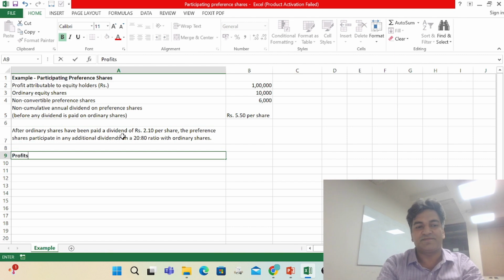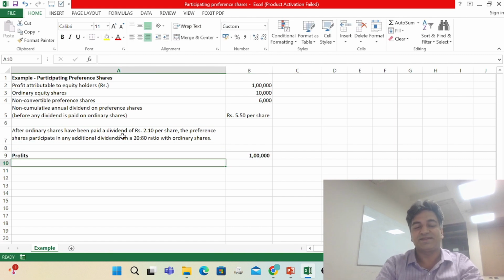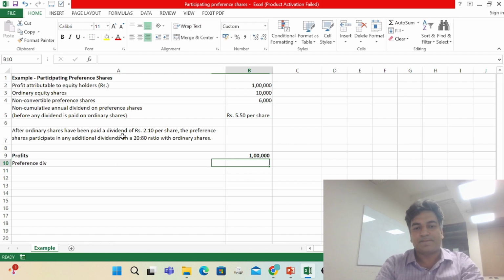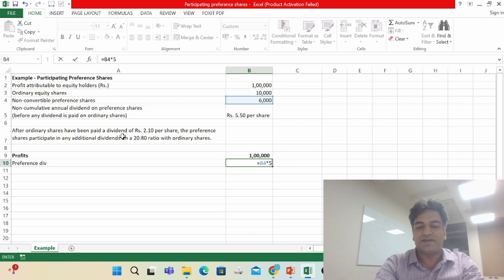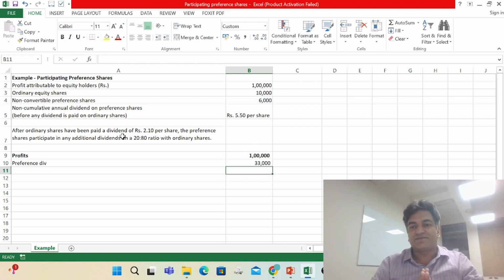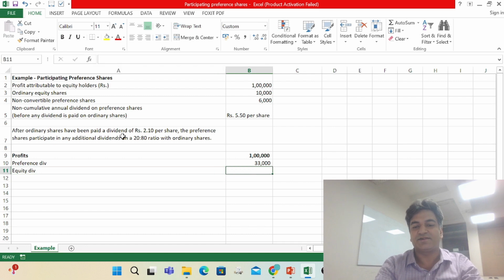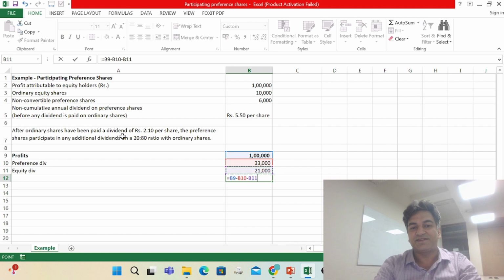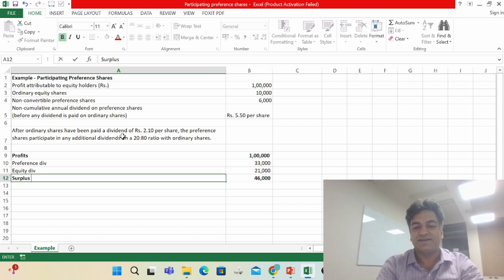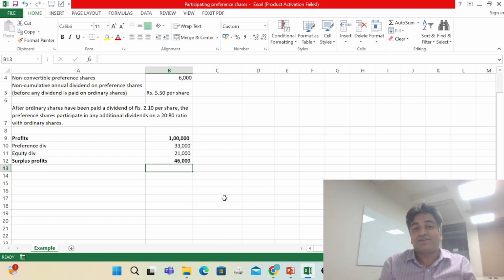So let's say the profit of the company, as given in the example, is 1 lakh rupees. This will first be apportioned to preference shareholders at the rate of 5.5 rupees per share. So the preference dividend will be 6,000 shares into 5.5 per share, which comes to 33,000 rupees. Then the equity dividend will be paid at the rate of 2.1 per share, that is 10,000 into 2.1, which comes to 21,000. So what is the surplus profit left after the distribution of the normal profits? It is 46,000 rupees.